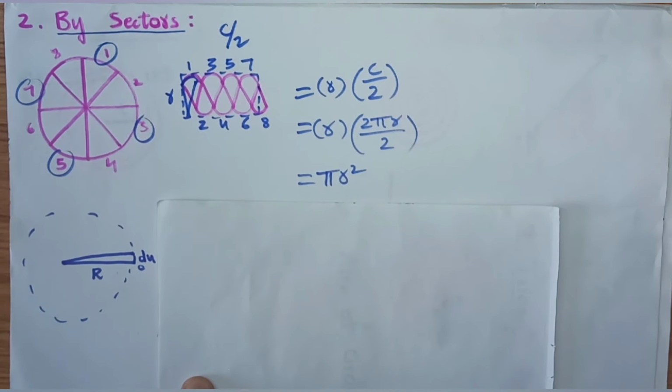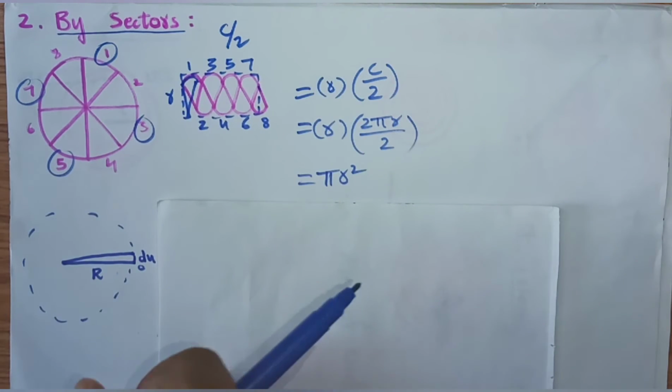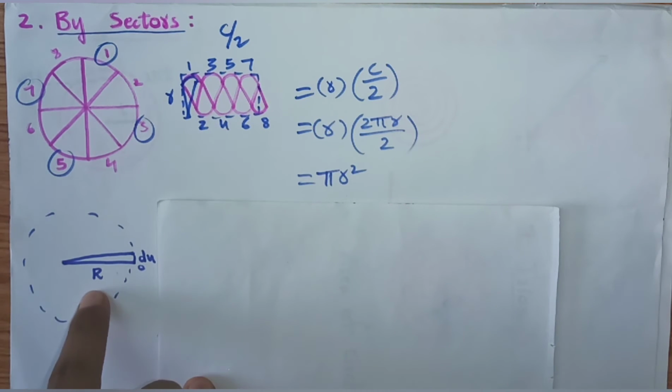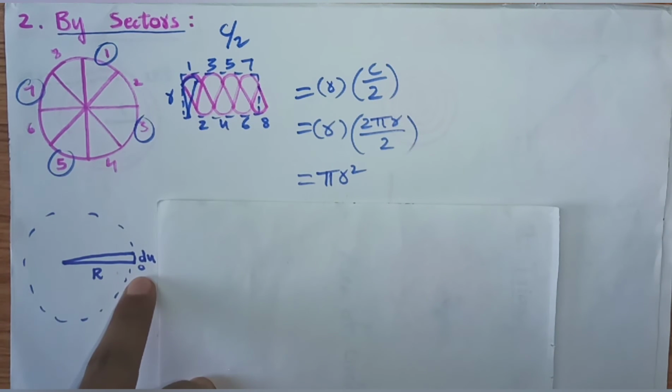So another way of finding the area of the circle using sectors is to take this small sector. I took a small sector. The radius of the sector is r and the arc length is du. So now firstly we will find the area of this small sector. This small sector very much looks like a triangle. I can assume it as a triangle.